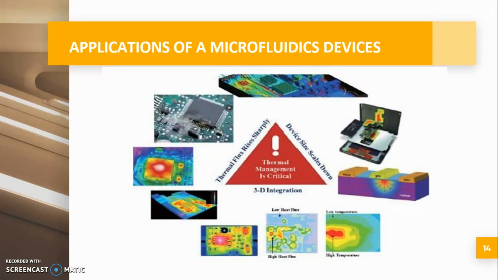There is a chip that has a lot of transistors on it and a thermal issue. That flux is represented in this whole diagram. The thermal flux is rising sharply, due to the fact that device sizes are scaling down and due to 3D integration, which makes thermal management very critical. So the whole purpose of taking thermal management seriously is so we can reduce the flux that has been rising very sharply.